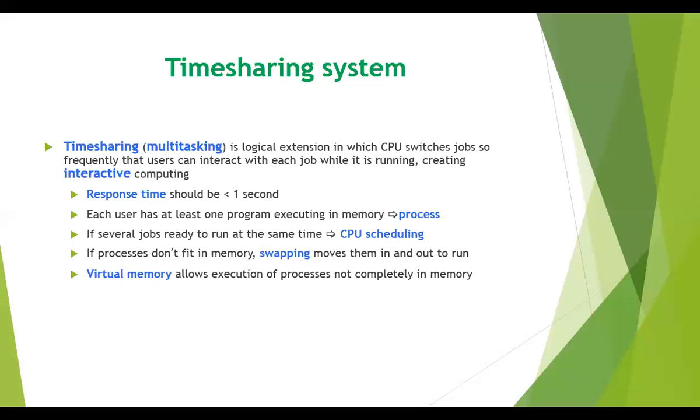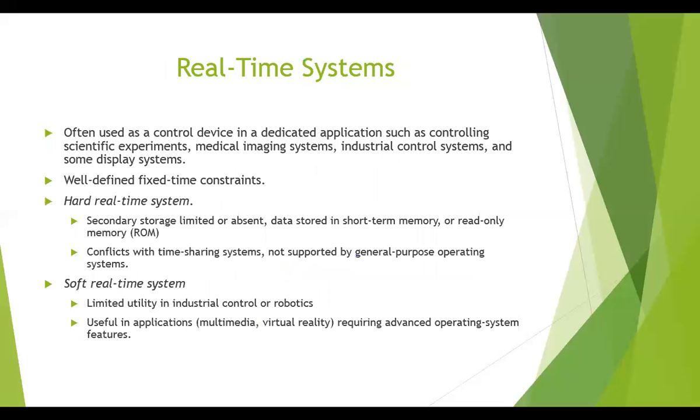Next is the time sharing system. The time sharing system is also a logical extension in which the CPU switches jobs so frequently that users can interact with each job while it is running, creating interactive computing. Here also the response time is less than 1 second. Here CPU scheduling is done, swapping is also done, and virtual memory is used if the process is very large compared with the primary memory. There may be many programs in our system, but the CPU can execute only one program at a time. That program is known as the process.